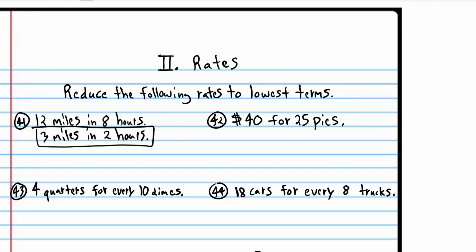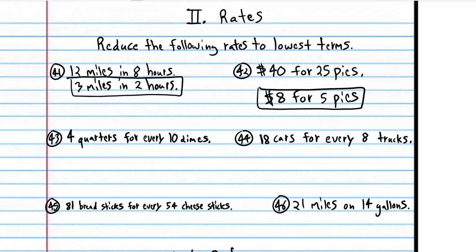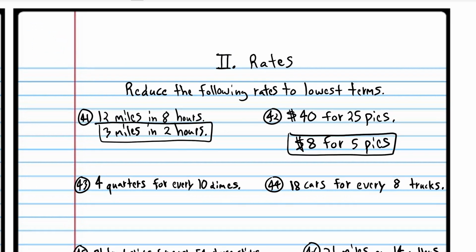Let's do another one. $40 for 25 pies. Again, this is a rate because you have different units. You have dollars, and you have pies. So if we divide both those numbers by 5, we get $8 for 5 pies. That's the rate in lowest terms. So why don't you try number 43, and when you come back, we'll do it together.